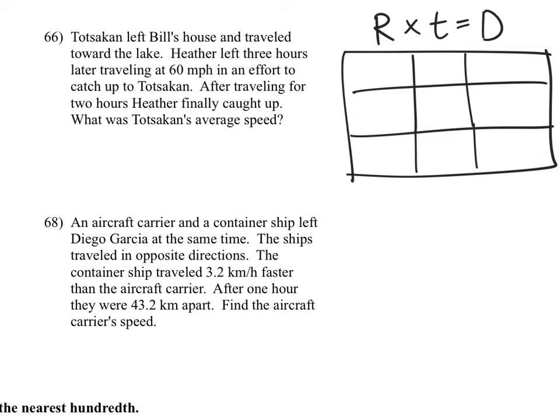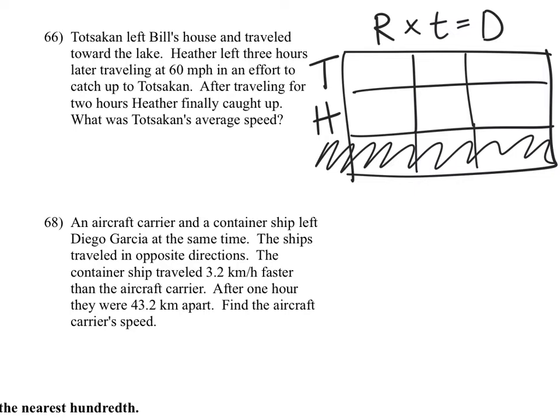So it says, Totsakan left Bill's house and traveled toward the lake. Heather left 3 hours later. Okay, so I'm going to put a T for Totsakan and an H for Heather. We actually don't need this bottom one in this case. Sorry, I just get into the habit. So Totsakan, we don't know his rate after reading that. We know Heather left 3 hours later.